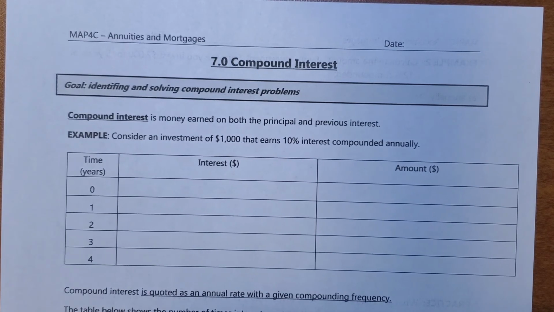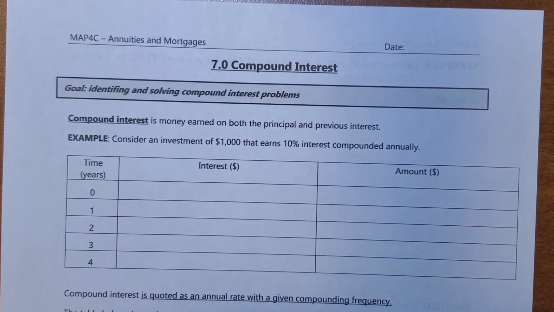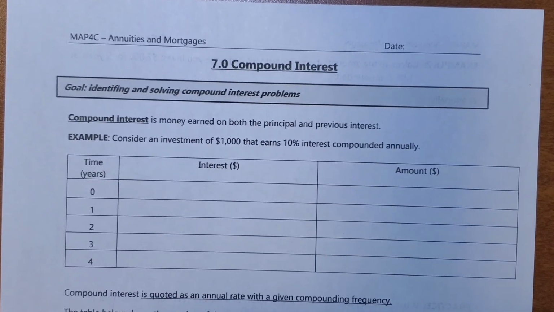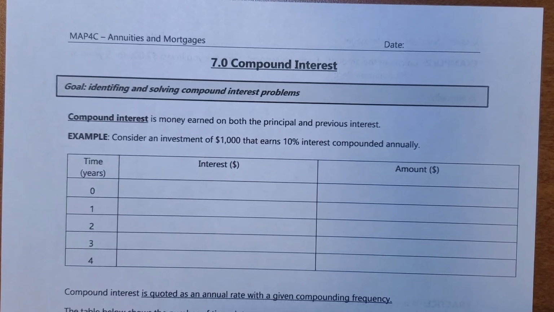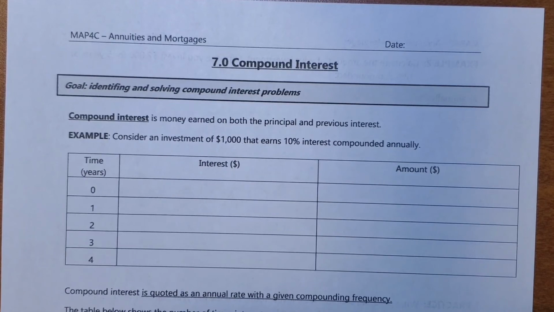So let's consider this example. An investment of $1,000 that earns 10% interest compounded annually. So the difference between compound interest and simple interest is that simple interest just considers interest for 1 year at a time and adds it to the amount. Compound is when the interest amount is added and recompounded in a new year, and interest is calculated upon that.